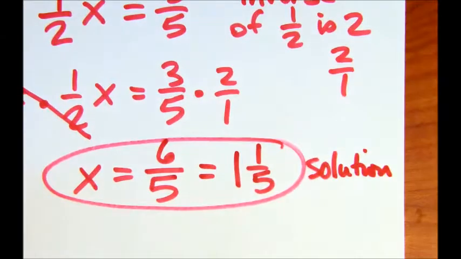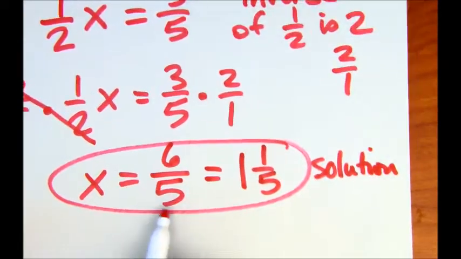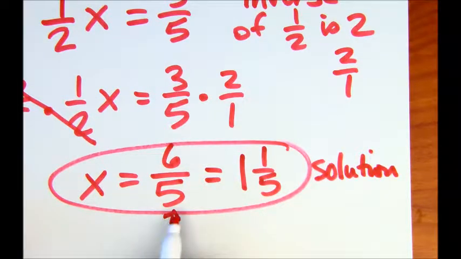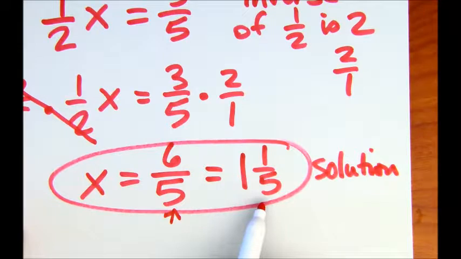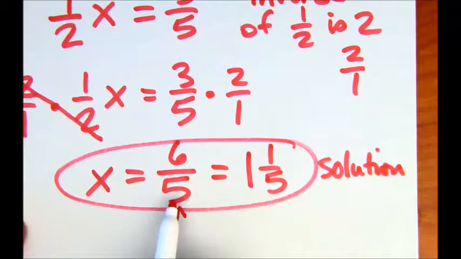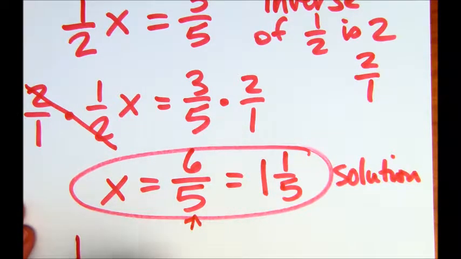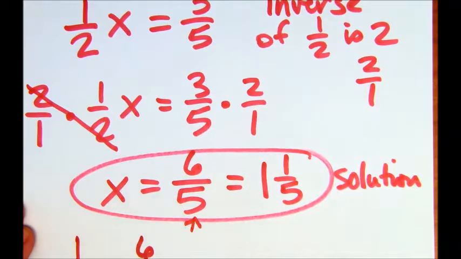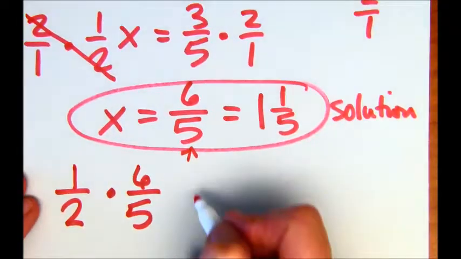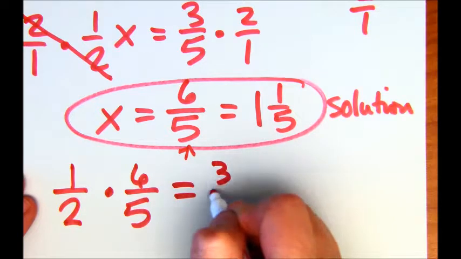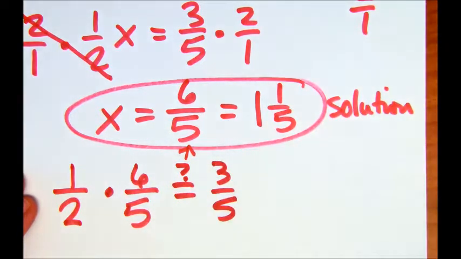but I recommend we check. So I'm going to go ahead and check. I'm going to use this fraction instead of this one, because when I'm multiplying fractions, I like to go ahead and change the mixed numbers to improper fractions. So I'm just going to go ahead and use this version of the answer. So it's going to look like this: 1/2 times 6/5 equals 3/5. And let's see if that is true.